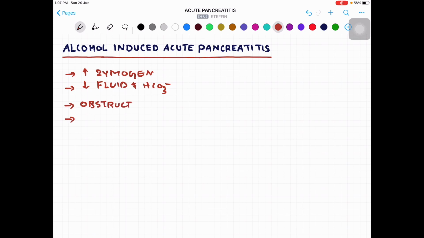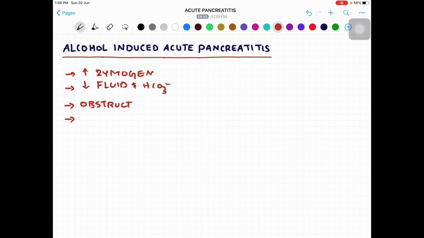Due to this obstruction, the zymogen granules may back up in the cells and fuse with the lysosome, which brings the trypsinogen, this inactive enzyme, into contact with lysosomal enzyme and converts it to active trypsin, and the autodigestion of the pancreas occurs. It is an acute pancreatitis, but the alcohol also contributes to pancreatitis in some other ways.